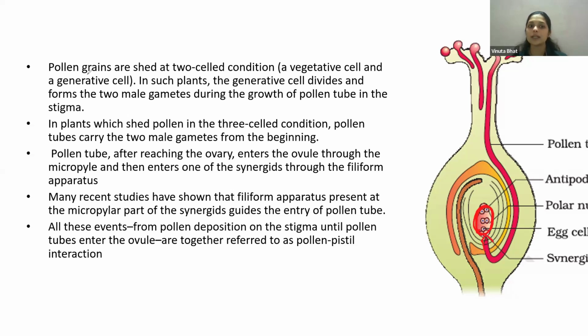So the pollen grains are shed at the two-celled condition, that is the vegetative cell and the generative cell. In such plants, the generative cell divides and forms the two male gametes during the growth of the pollen tube in the stigma. So the generative cell produces the two male gametes, very important, during the formation of the pollen tube.